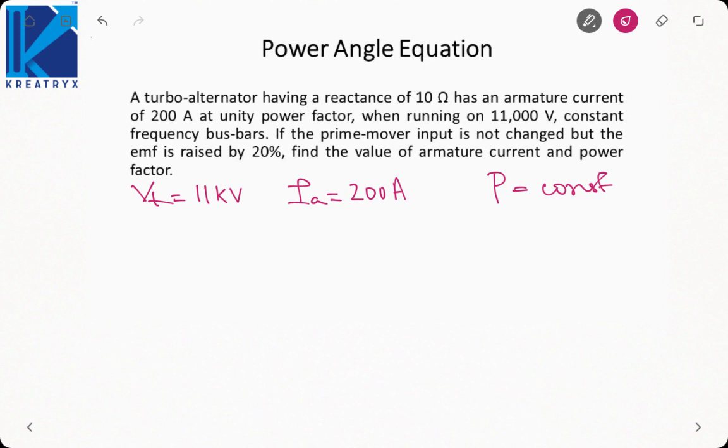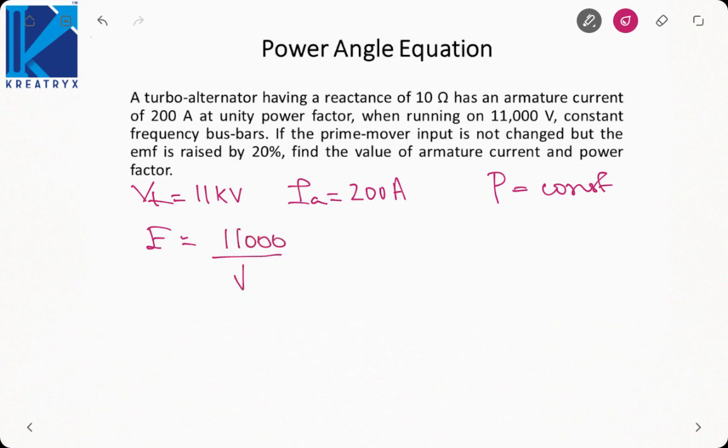The first thing that you need to remember is, in a synchronous machine, no matter what changes you make, you can never assume delta to be constant. Either you can assume real power to be constant, or you can assume excitation EMF to be constant, but not delta. Delta can never be taken as constant. So here real power is constant. So first let us find out the value of EMF.